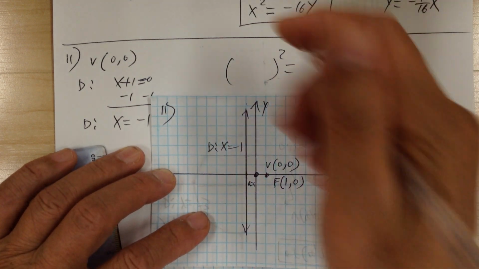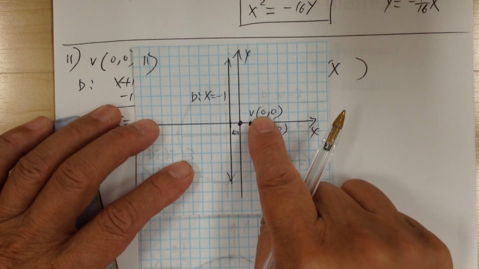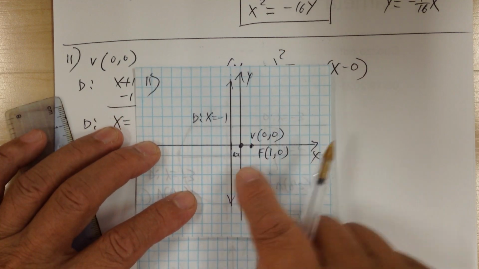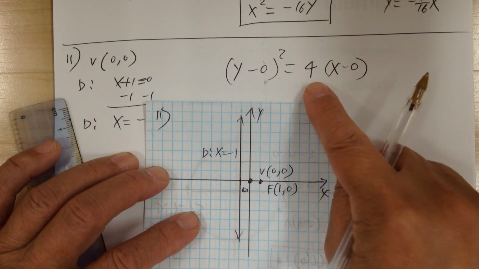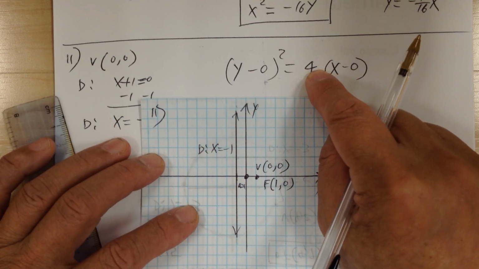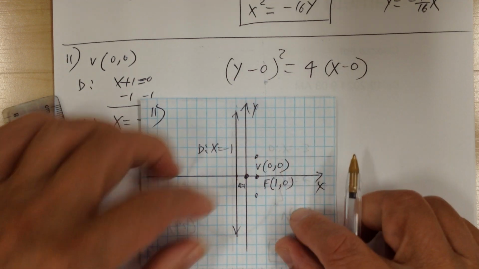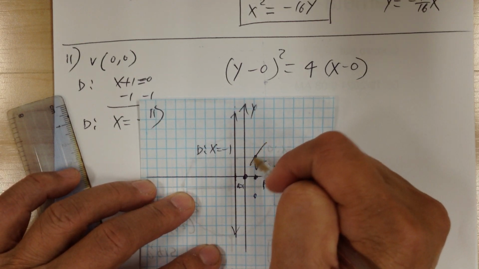Now, if x goes over here, then by process of elimination the y will have to go over here. The vertex is 0, 0, so you have to minus 0, minus 0. Now you see that a is equal to 1, so this number would be 4, because it's 4a. The 4 is also your opening, so you have to go up 2 and down 2 to get the opening of 4. This number is your opening at the F, and your graph is going to look like this.